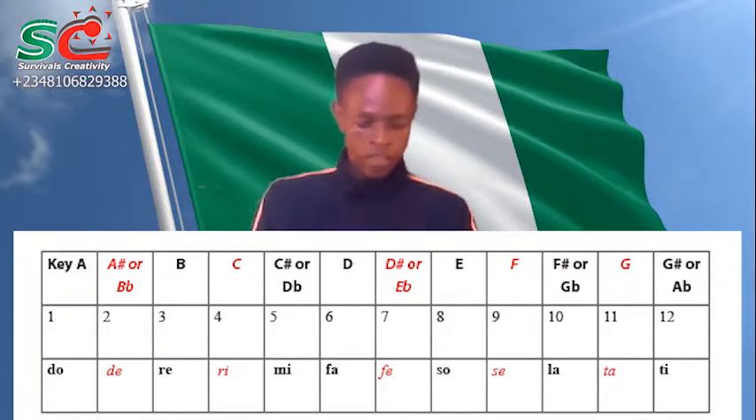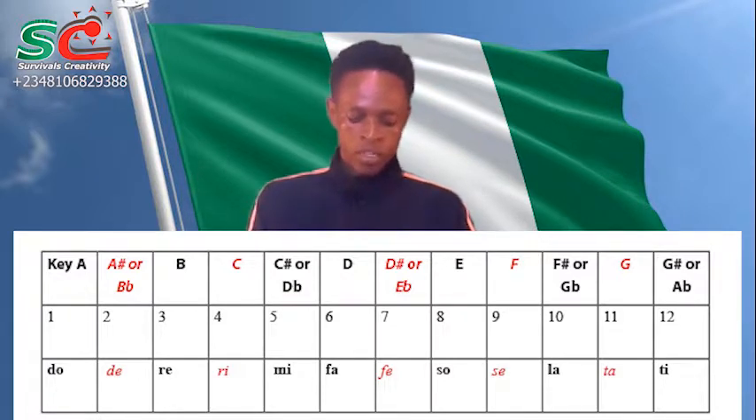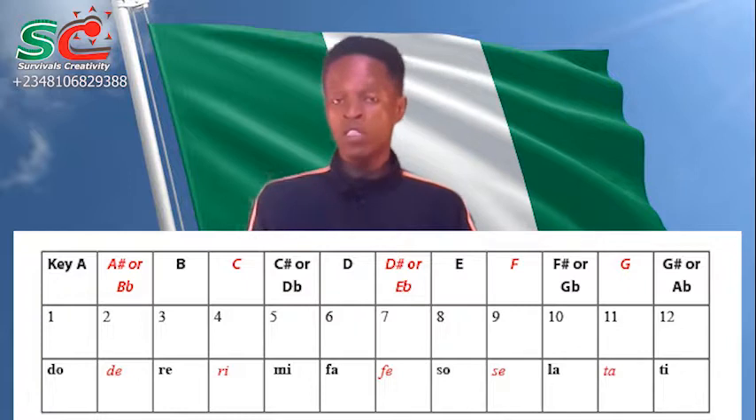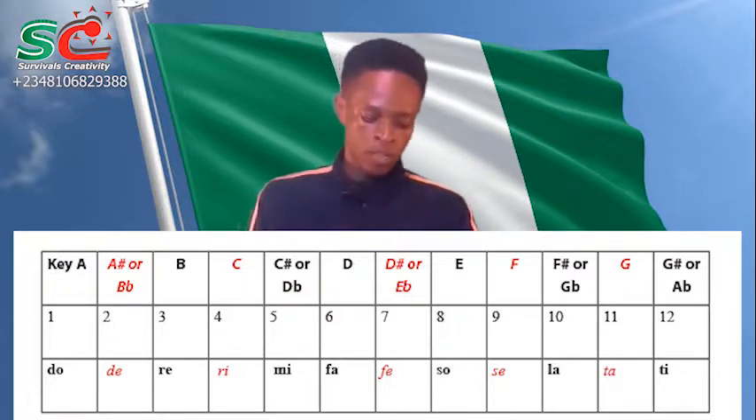I'll take it again. A will be our do, B will be our re, C sharp or D flat will be our mi, D will be our fa, E will be our so, F sharp or G flat will be our la, G sharp or A flat will be our ti. And with that, you've gotten the notes of that particular key.